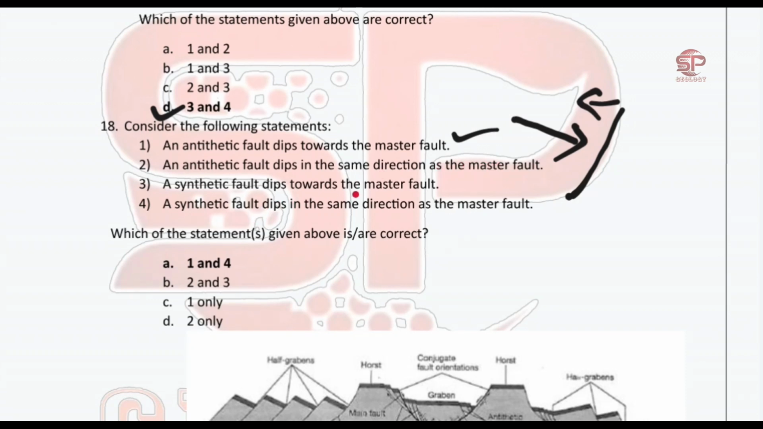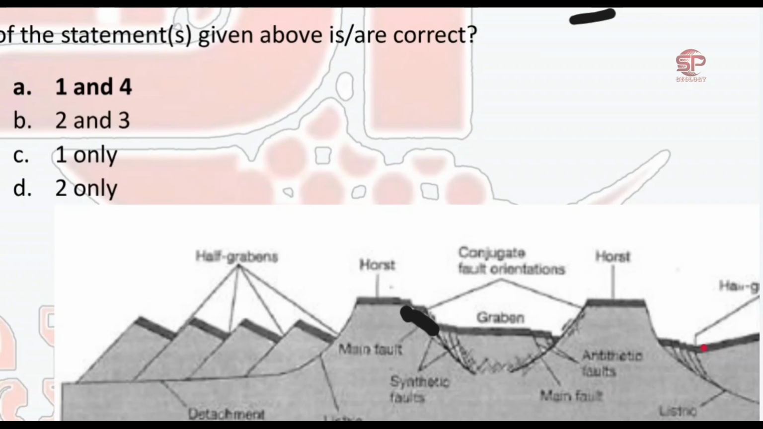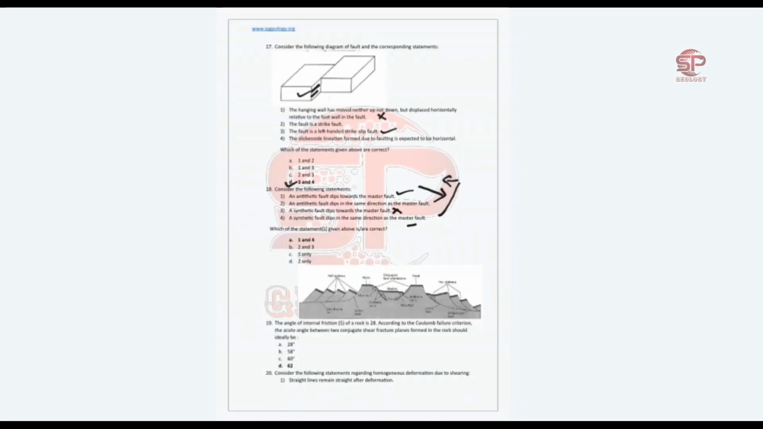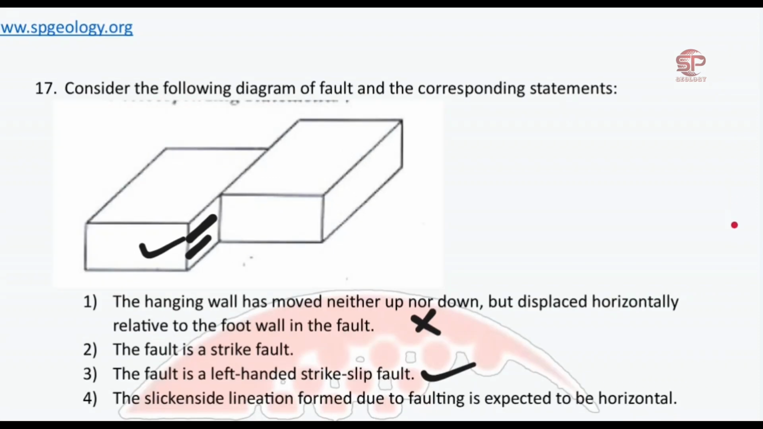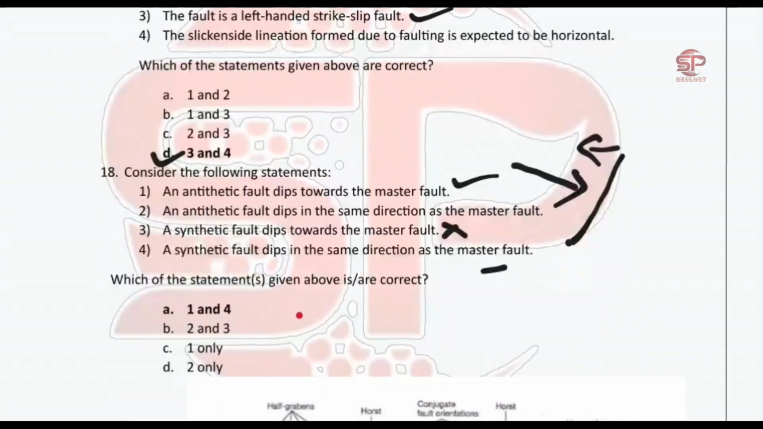Then a synthetic fault dips towards the master fault, it will be incorrect. But a synthetic fault dips in the same direction as the master fault, it will be correct. You can see here. If this is a master fault, then the synthetic fault will dip along with the master fault. An antithetic fault will dip towards the master fault, opposite to the master fault. So the answer will be 1 and 4.